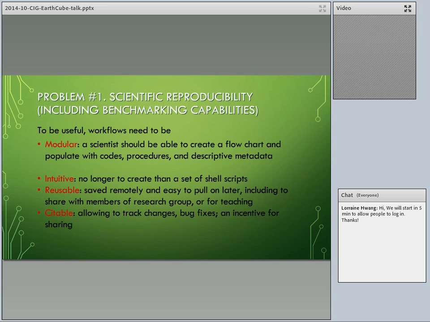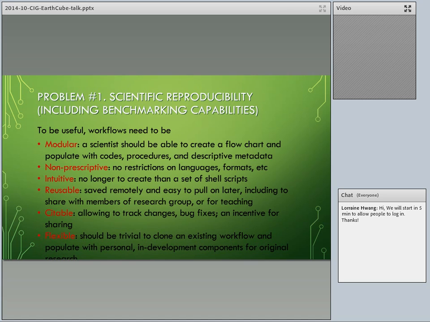They should be reusable, so that they could be saved remotely and easy to pull out later. And we would want to share those workflows with members of our research group at first, and then possibly when our work is published, we would want to share them more widely for independent verification. They have to be non-prescriptive, so that there should be no restrictions on the languages that we use for our tools, the operating system that this is going to ultimately run on, formats. Those prescriptions should come from standards, but they should not come from the system itself. And then finally, they should be flexible. I don't know if you can see this at the bottom, but they should be trivial to clone. It should be trivial to clone somebody else's workflow or your own workflow and populate it with in-development components. So that would also enable benchmarking.